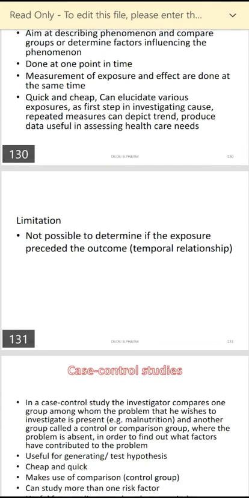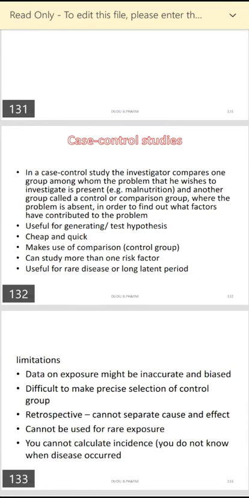Limitation: not possible to determine if the exposure preceded the outcome. Temporal relationship. Let's see what case control studies are all about.